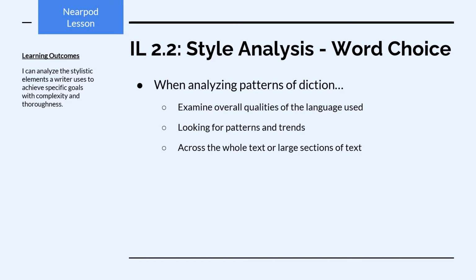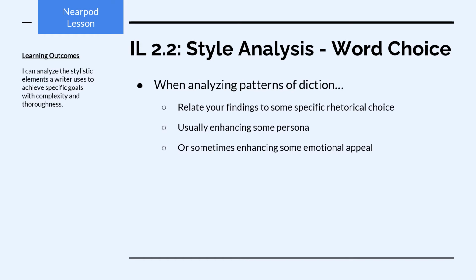There is a very big difference between diction and word choice. Word choice implies that you're looking at a single isolated word or a collection of words used to achieve one particular effect by characterizing something, emphasizing something. Diction has more to do with the qualities of language and the trends of language used throughout a text.